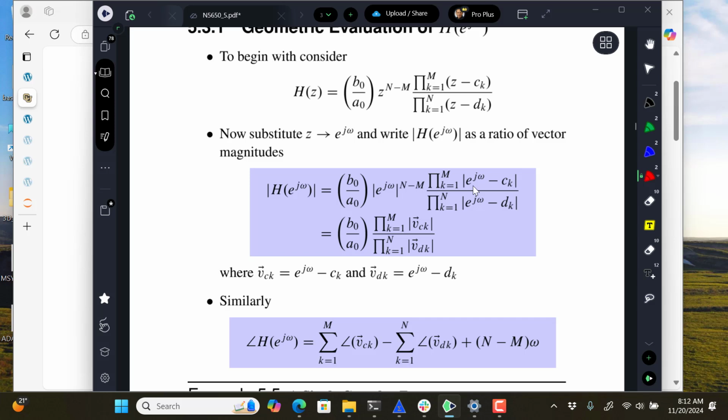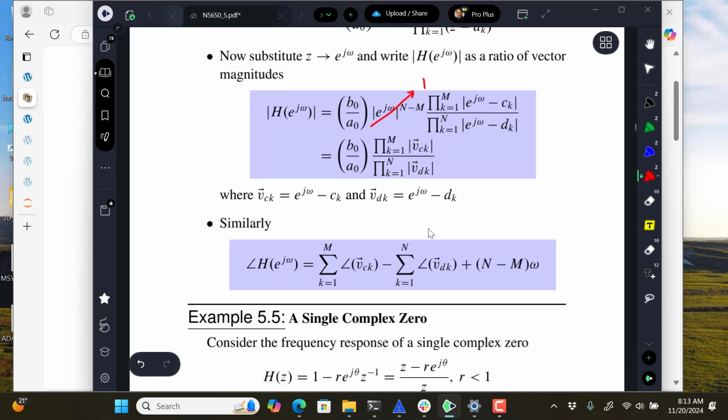And we'll see a picture of that in the next page. So what the book does is they say, okay, for the magnitude response, this term doesn't do anything. It's just going to be 1. But in terms of the shaping of the frequency response, we have the product of all of these vector magnitudes from the numerator, from the zeros, and then in the denominator from the poles. So we'll look at that for a particular example here momentarily.